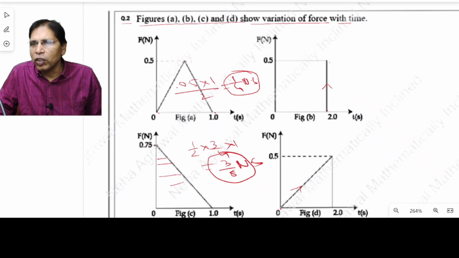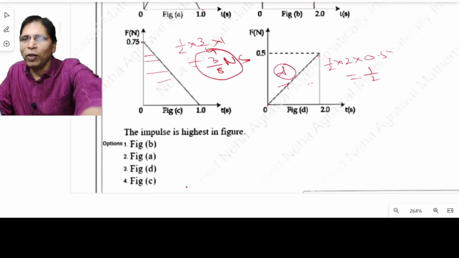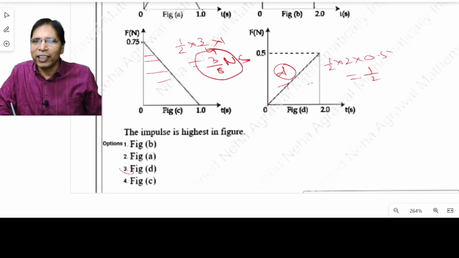This graph: the force increases 0 to 0.5 in 2 seconds. So area of this graph is half into 2 into 0.5, so this is half. So area of this graph is more. So figure D is correct. Now what is the option? Option C is correct.